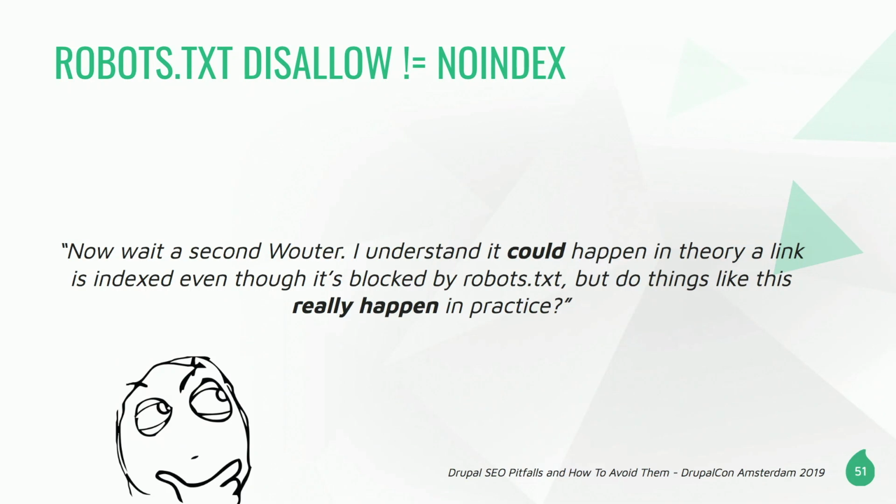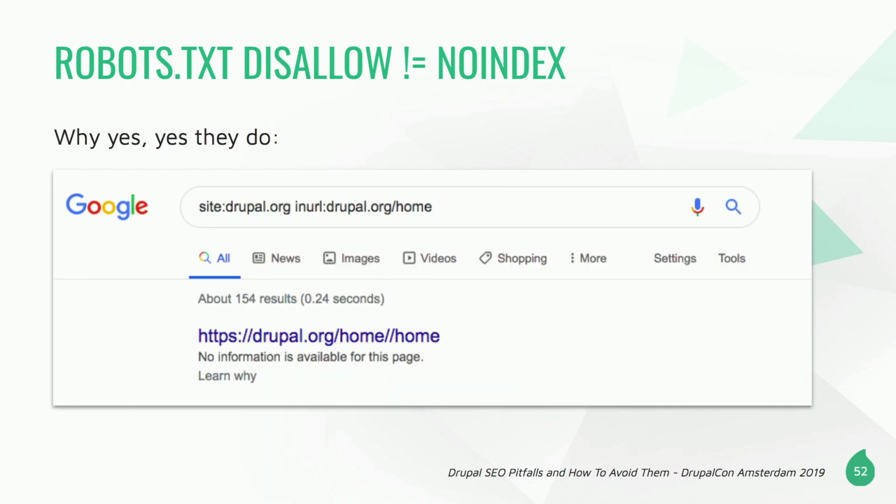It sounds weird, and does it really happen in practice? Do things like this actually happen? Because it could happen in theory, but does it happen? It actually does, more often than you would think. This is a screenshot of Drupal.org, which has a weird /home URL in the Google index without a title and without a description. So this is the exact thing we were talking about.